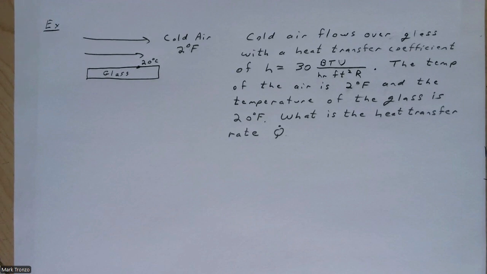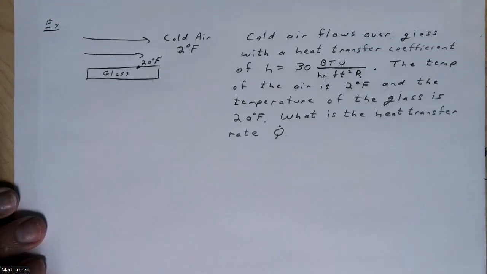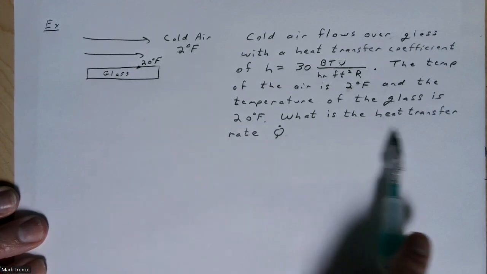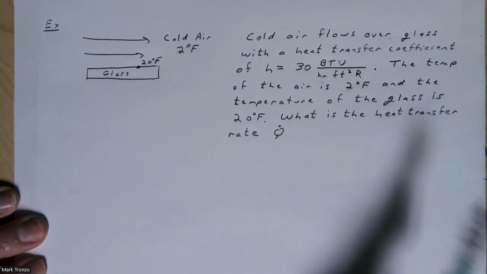Take a look at this example. Cold air flows over glass with a heat transfer coefficient of 30 BTU per hour feet squared degrees Rankine. The temperature of the air is 2 degrees Fahrenheit, and the temperature of the glass is 20 degrees Fahrenheit. Yes, this actually should be 20 degrees Fahrenheit. And what is the heat transfer rate Q?